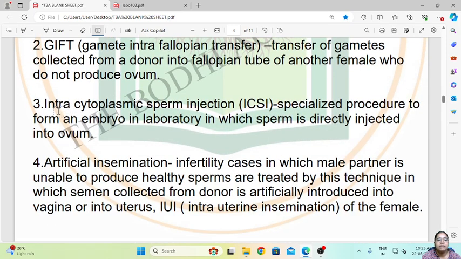Then the third one is intracytoplasmic sperm injection, that is ICSI. It is a specialized procedure to form an embryo in the laboratory in which a sperm is directly injected into the ovum. This technique is basically used in males who cannot produce motile sperms. In such cases the sperm is directly injected into the ovum so that it can fertilize the egg.